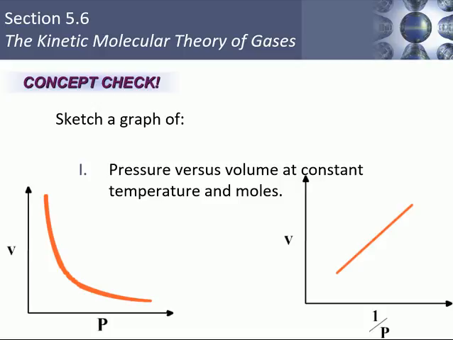And so we get this kind of asymptotal shape here on the left because they're inversely proportional. Now, if we move over here and look at the right, you notice that it's not pressure on the x-axis, it's the inverse of pressure, 1 over pressure. And so when we look at the graph now, it's a straight line, just like it was a direct relationship.